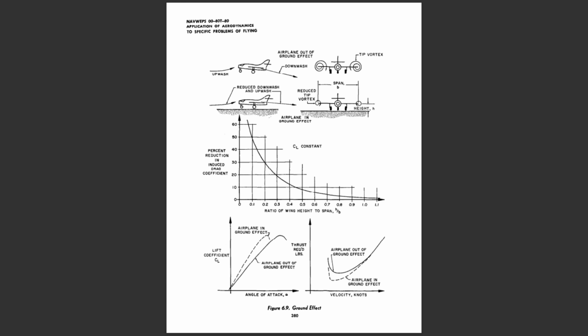Figure 6.9 illustrates the manner in which ground effect will alter the curve of thrust required versus velocity. Since induced drag predominates at low speeds, the reduction of induced drag due to ground effect will cause the most significant reduction of thrust required, parasite plus induced drag, only at low speeds. At high speeds where parasite drag predominates, the induced drag is but a small part of the total drag, and ground effect causes no significant change in thrust required.